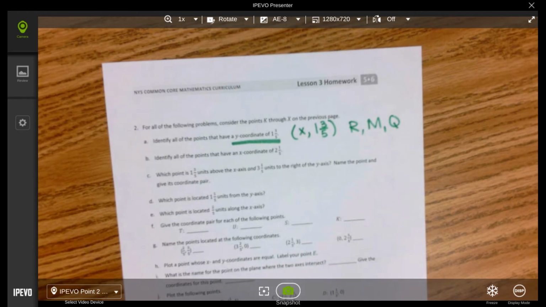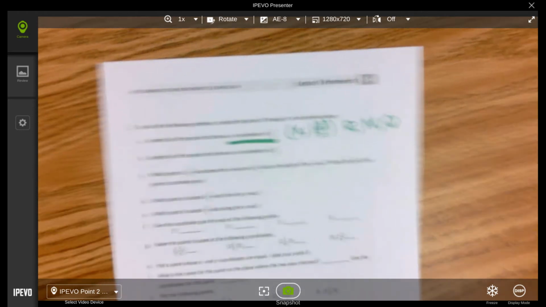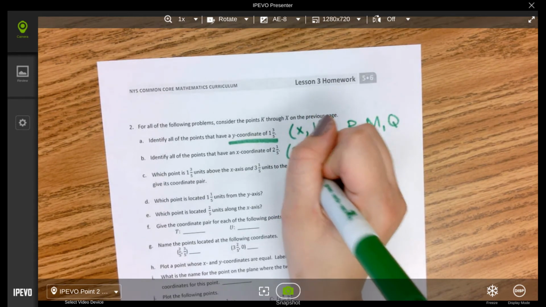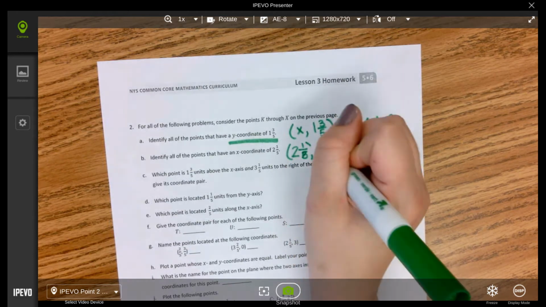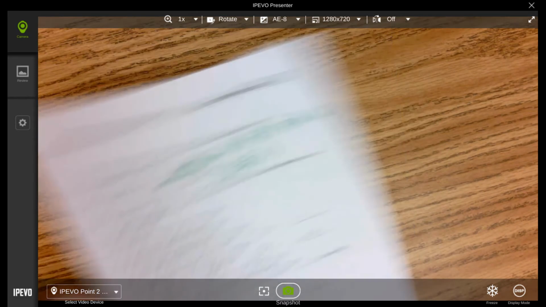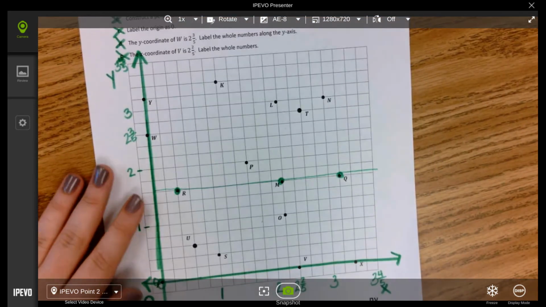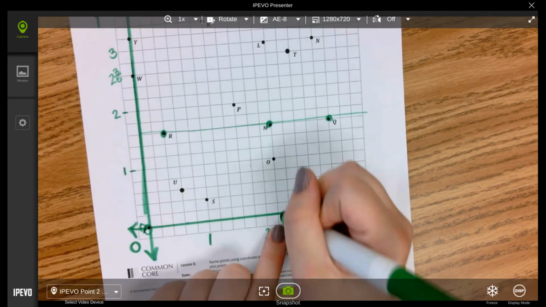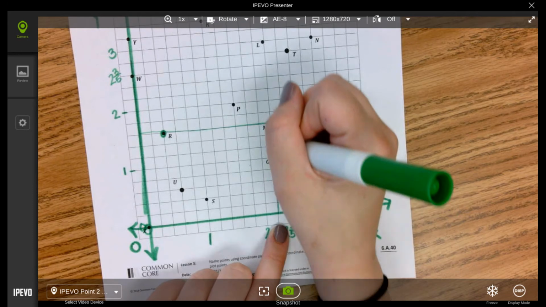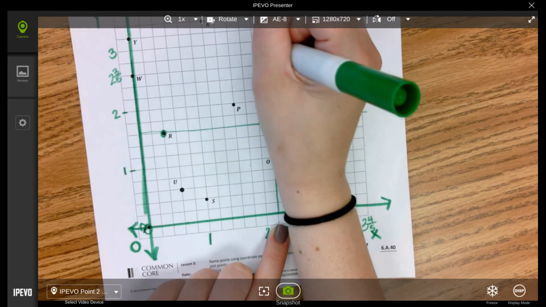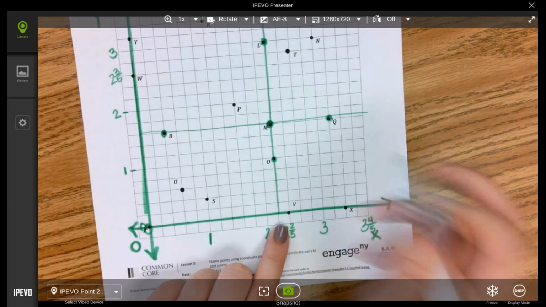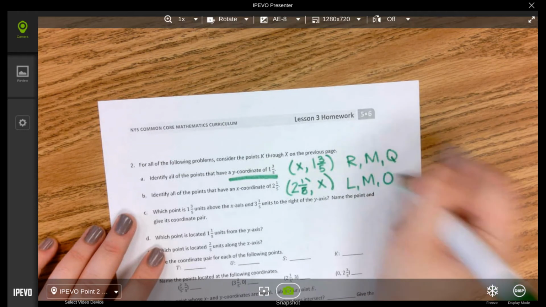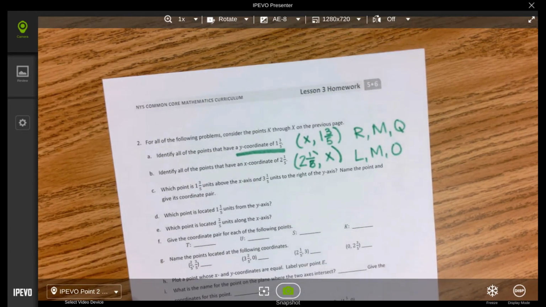Now identify all of the points that have an x-coordinate of 2 1/5. So that is saying it has to be at 2 1/5, but it can be at any height. So when we go over here, we have to start at 2 1/5. But then it can be any height we want it to be. So we could have L, we could have M again, or O. So LMO. All right, letter C.